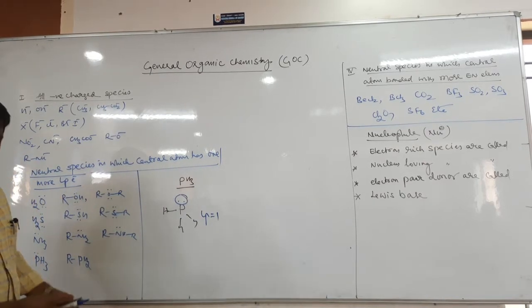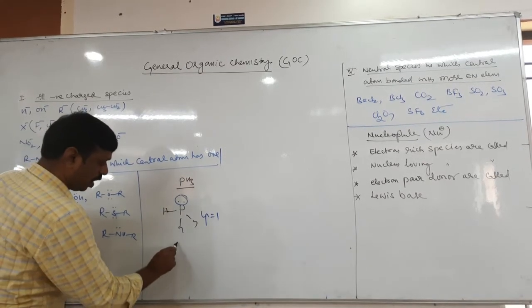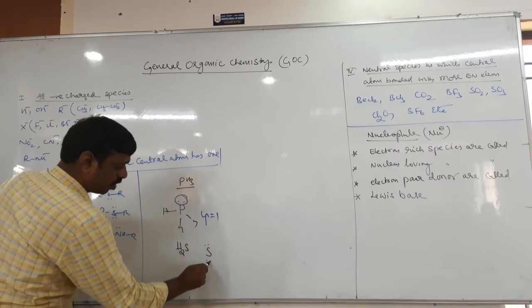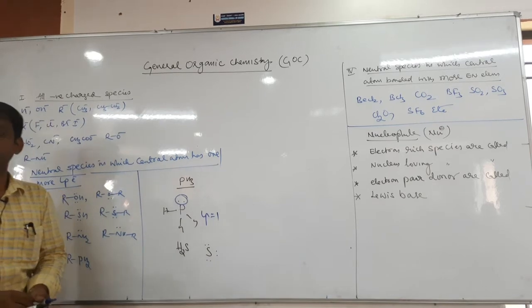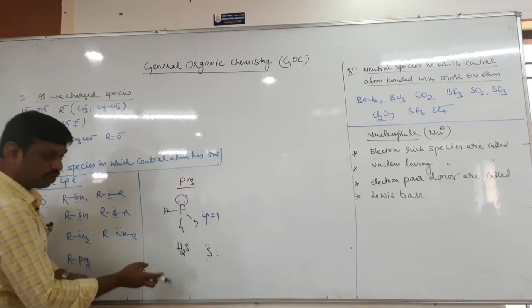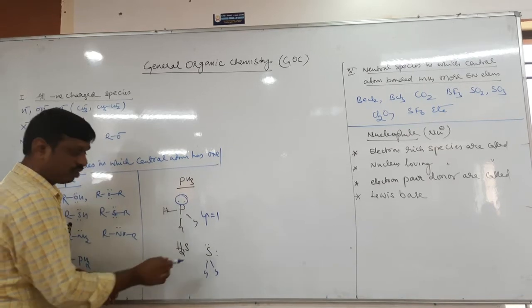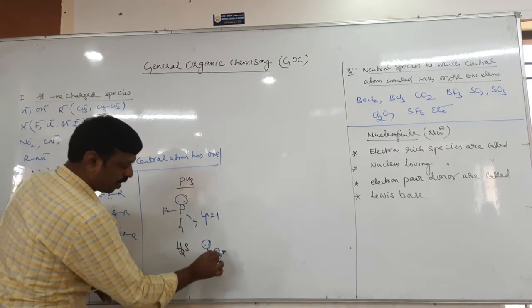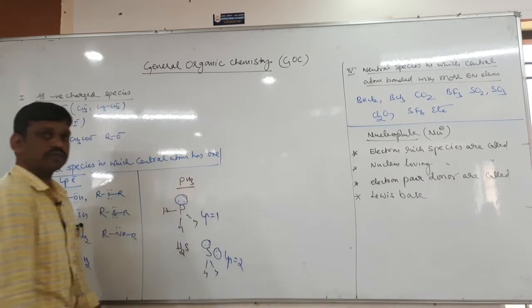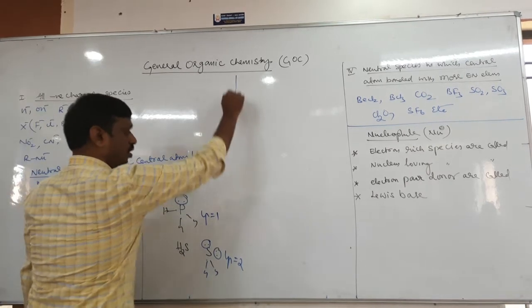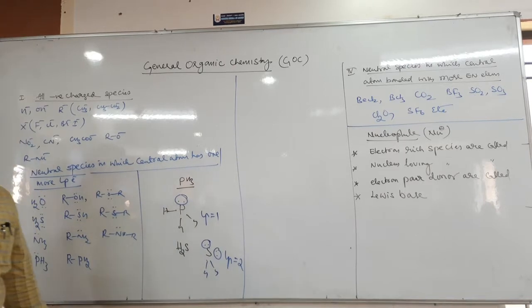Like that, H2S: how many lone pairs on sulfur? Sulfur belongs to the 16th group, 6 valence electrons. Then there are 2 hydrogens. So each hydrogen forms one covalent bond with 1 electron. Still there are 2 lone pairs. Lone pair equals 2. So like that you can identify the lone pair. If a molecule has at least one lone pair, it is a nucleophile.